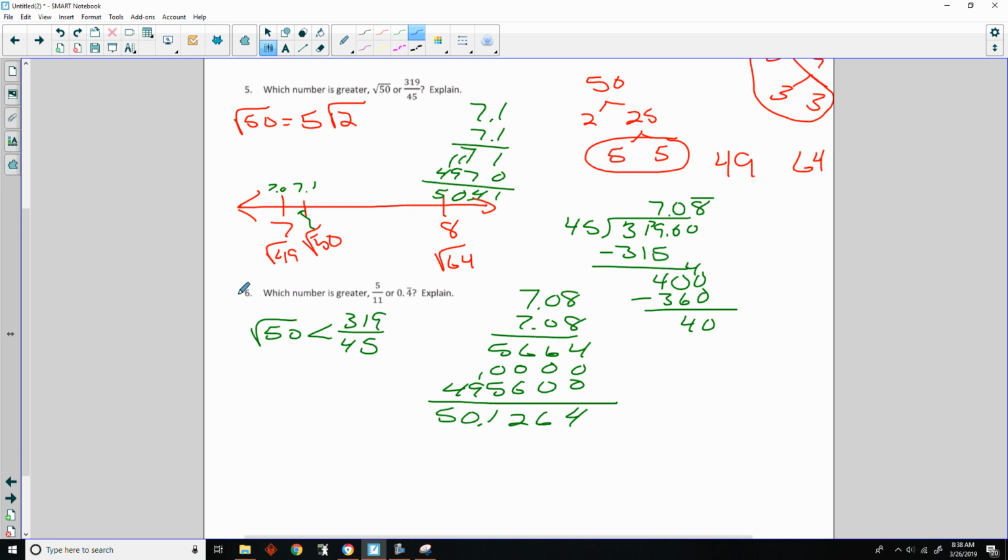Okay, we're not doing this yet. Okay, so we simplified this down. We tried to find this out. So 7.1 squared was 50.41.